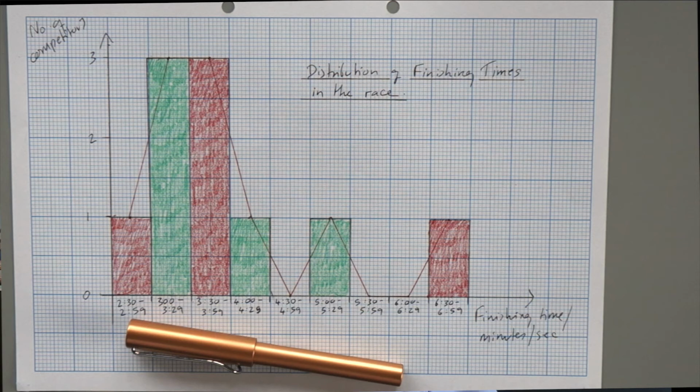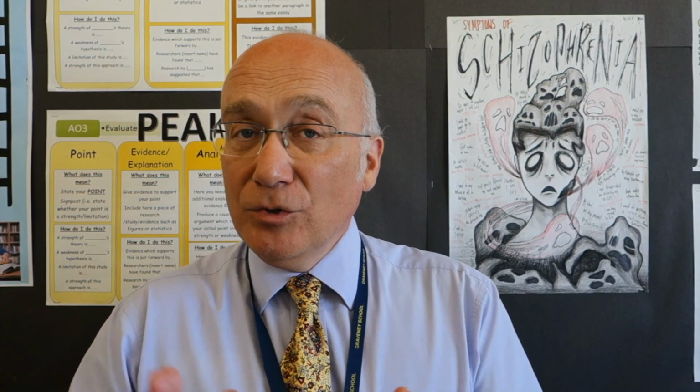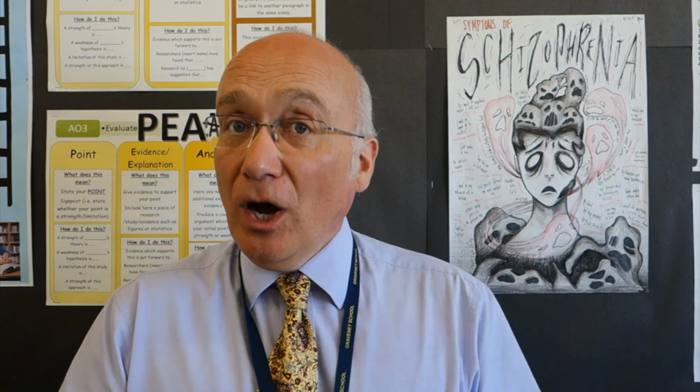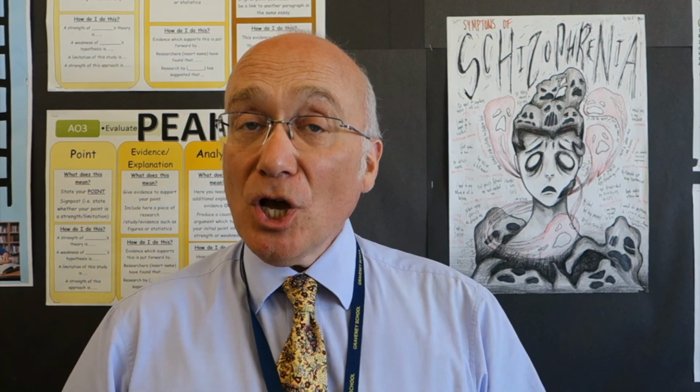That means that the data is continuous data. That means, for example, that the 2 minutes 30 to 2 minutes 59 category touches the 3 minutes to 3 minutes 29 category. There's no gap between them. You couldn't fall between those two times. You're either in one category or the other. And so that means that the bars have to touch on a histogram.